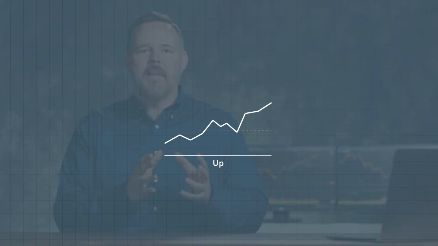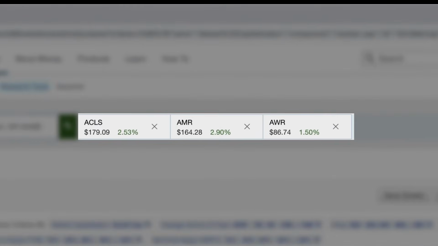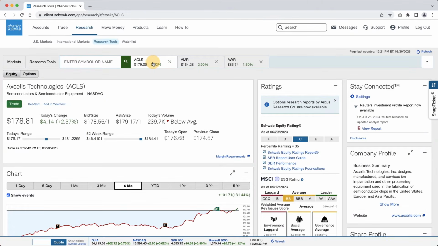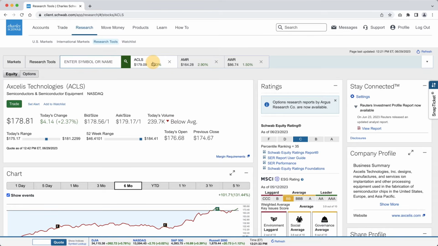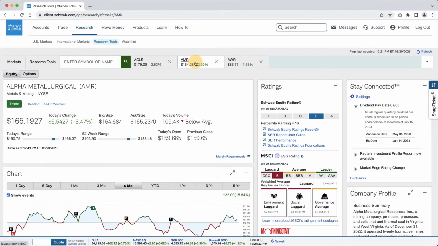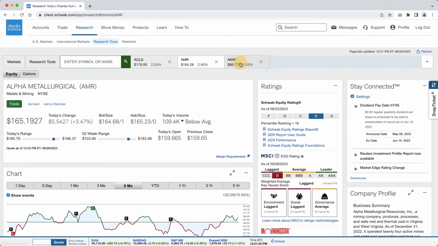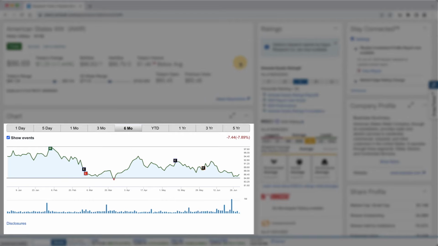So let's go back to the site and have a look at some charts of stocks we've screened for. The results are listed alphabetically. I've already pulled up a few from the top of the list here, so we can see examples of different trends. We've got Axcelis Technologies, symbol ACLS, which appears to be generally trending upwards over the past 6 months. Alpha Metallurgical Resources, symbol AMR, which has more or less been sideways. And American States Water, symbol AWR, which has been trending down over the past 6 months.